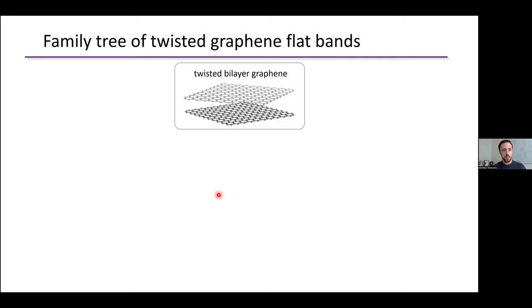I think for this community, we don't need much background into the physics of twisted bilayer graphene. Suffice it to say that what's interesting about this material is that at the magic twist angle of about 1.1 degrees, the bands become very flat and Coulomb interactions dominate, and this leads to an emergence of a variety of strongly correlated states, superconductivity and other interesting phases. So we can take this building block of twisted bilayer graphene and then assemble this into a much wider family tree of graphitic Moire materials.